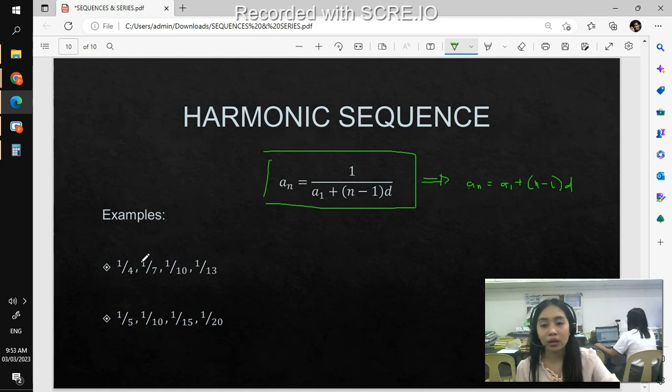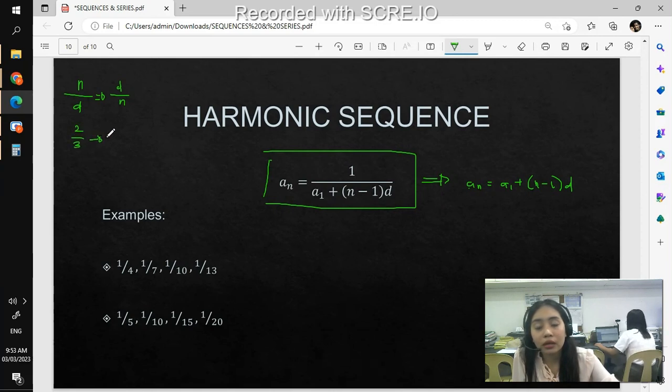For example, we have 1/4, 1 over 7, 1 over 10, and 1 over 13. You can check this by using this formula. But again, to avoid long solutions, just check if it is arithmetic. So let's get the reciprocal of these terms. When we say reciprocal, you will be changing the numerator and the denominator's position. So if you have there n over d, it will become d over n. For example, if you have 2/3, then you change their positions. 2 will become the denominator, 3 will become the numerator.